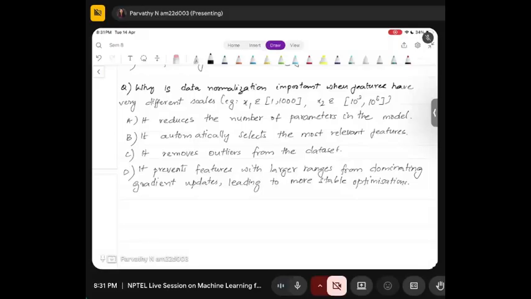So when features have very different magnitudes, it will affect the gradient update. More importance might be given to features with very large values. So normalization would make all of them be treated equally. So the answer is it prevents features with larger ranges from dominating gradient updates, leading to more stable optimization.